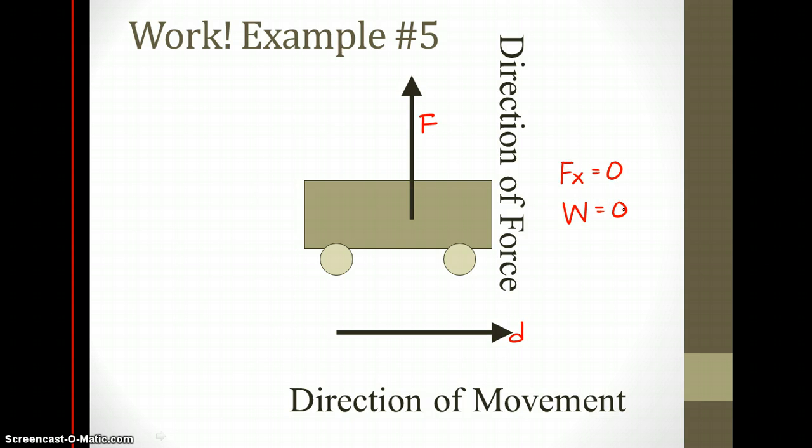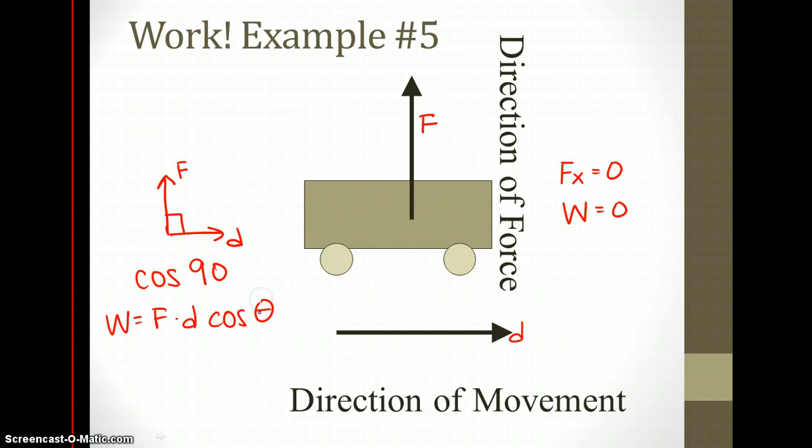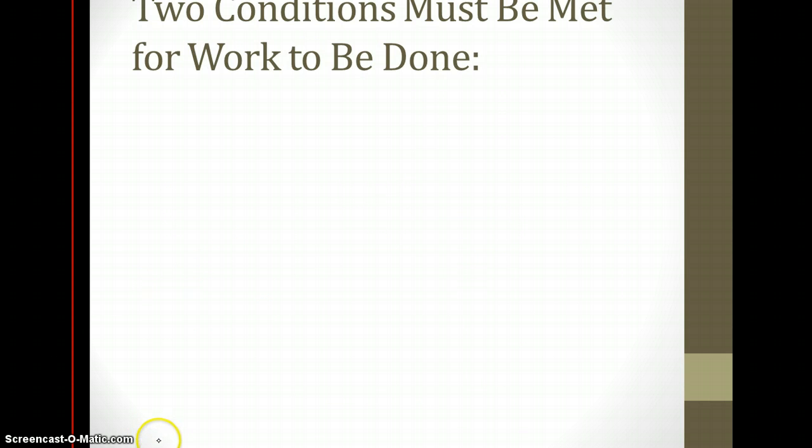Another way you could think about this is the angle between the force and the distance is 90 degrees. If we plug back into our original equation, work equals force times distance times cosine of the angle, and cosine of 90 equals 0. So anytime you see the force is perpendicular to the direction of motion, no work is being done. It's kind of a strange concept, but it's something that you need to keep in mind.